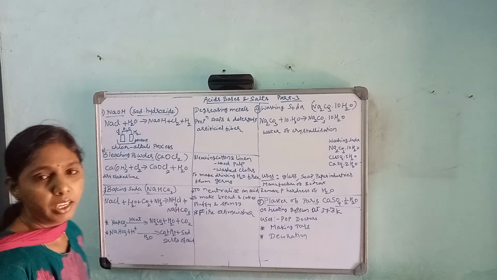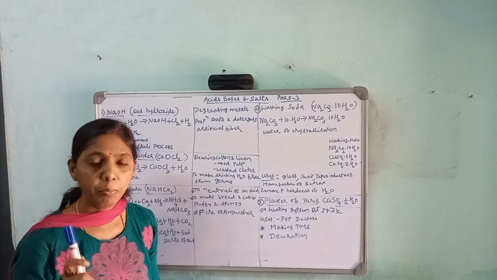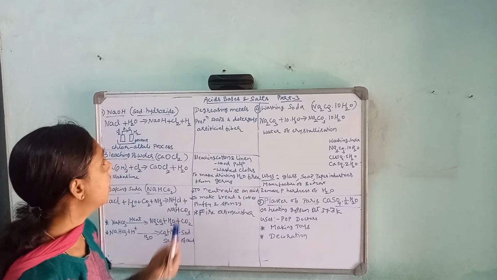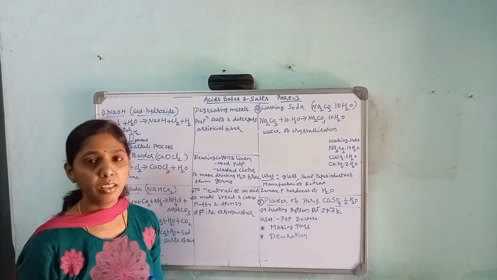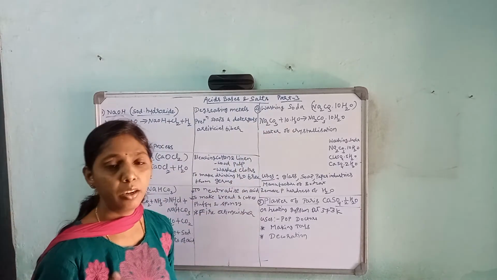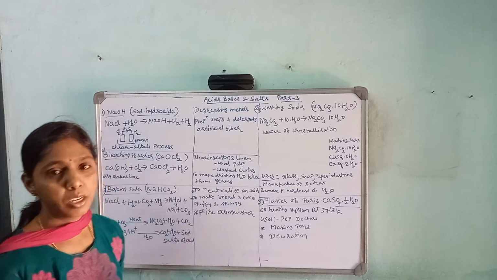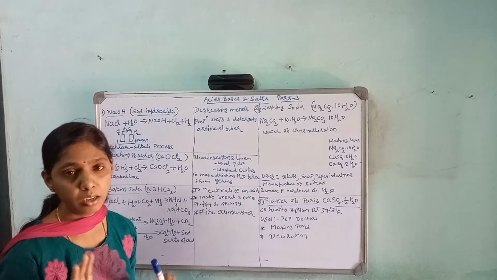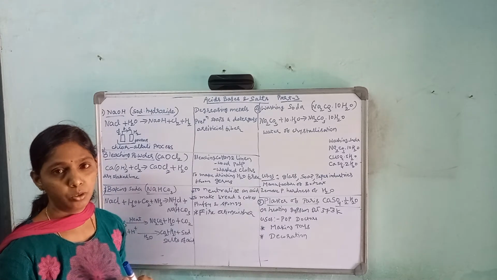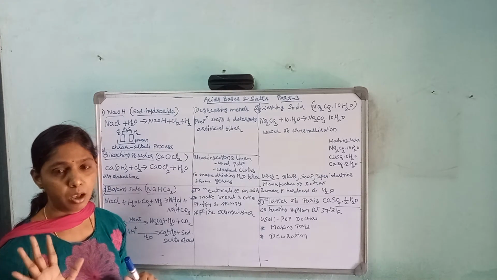My dear students, in our previous class we learned part 1 and part 2 of acids and bases. In this section, part 3, we are going to study salts. In salts, there are 5 types of salts, and their preparation and uses are given.